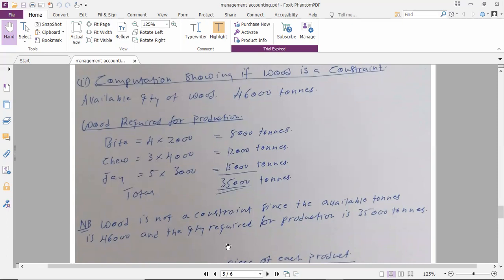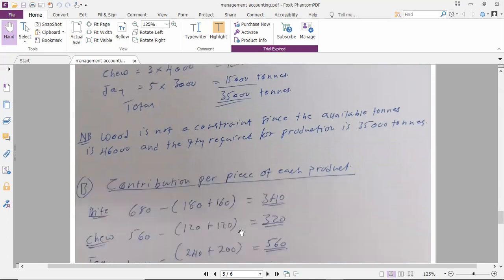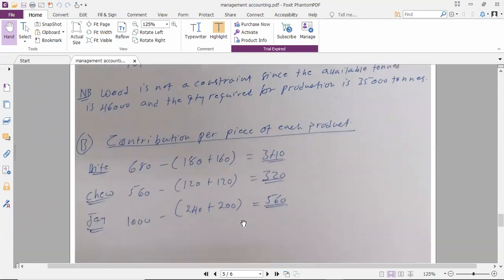The question went ahead and asked you for part B to show the contribution per piece of each product. And you already know, if you cannot answer anything in this question, as for contribution, you should be able to do it. Contribution is given as selling price minus variable cost per unit. Selling price is 680. You add the 2 variable costs over there, subtract from it, and then get the contribution per each product.